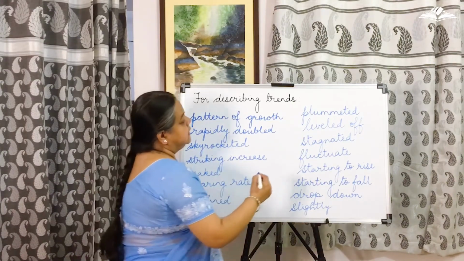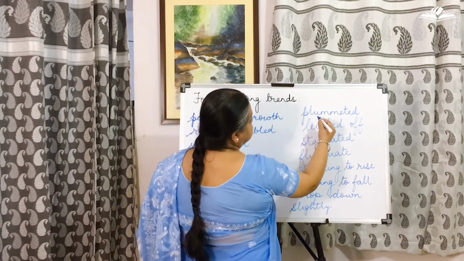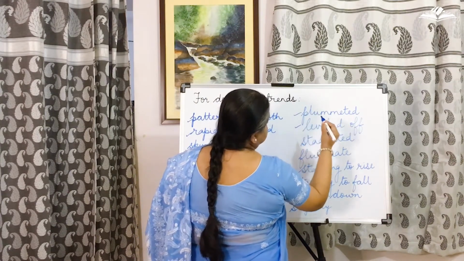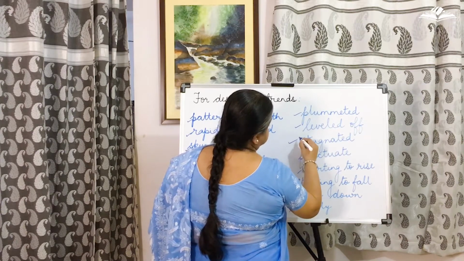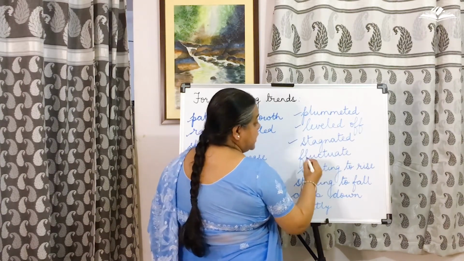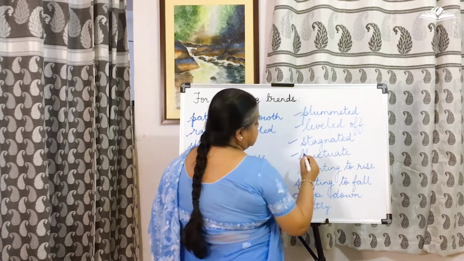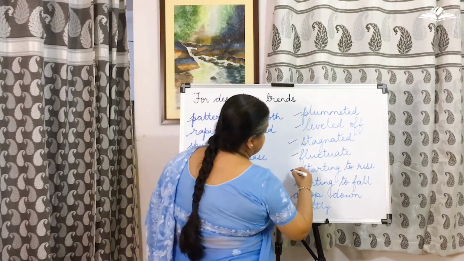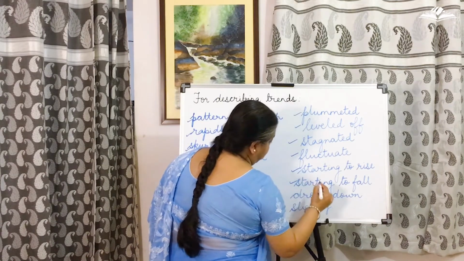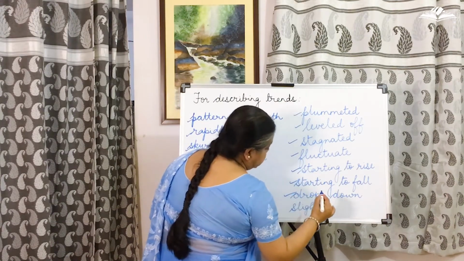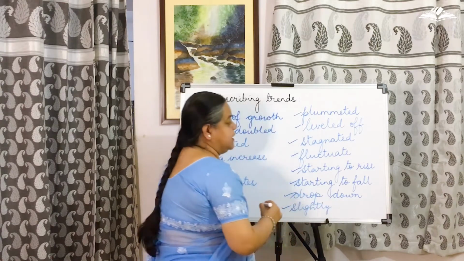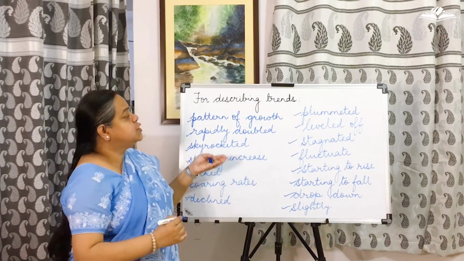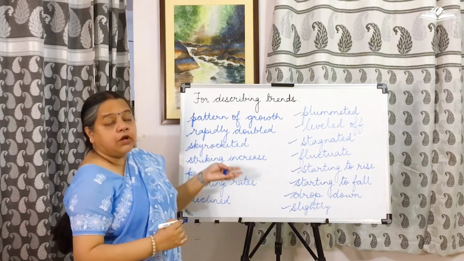Then again you have plummeted, which means a fall, leveled off, then stagnated if the data remains the same and does not change, fluctuating if the data keeps on going up and down, then starting to rise, starting to fall, drop down, and ultimately slightly. So these are a few words or phrases which you can use in the body of the analytical paragraph.